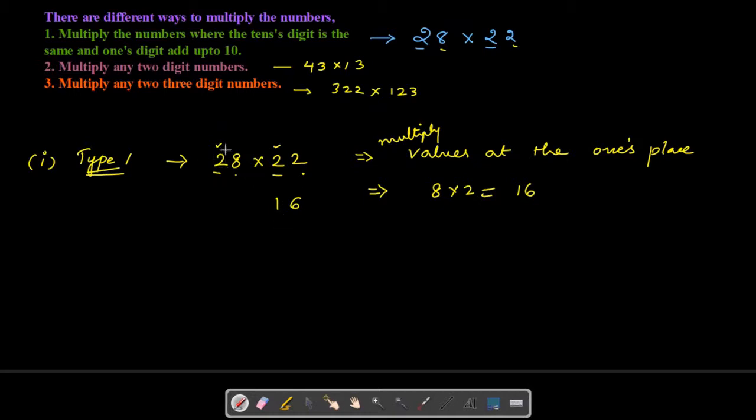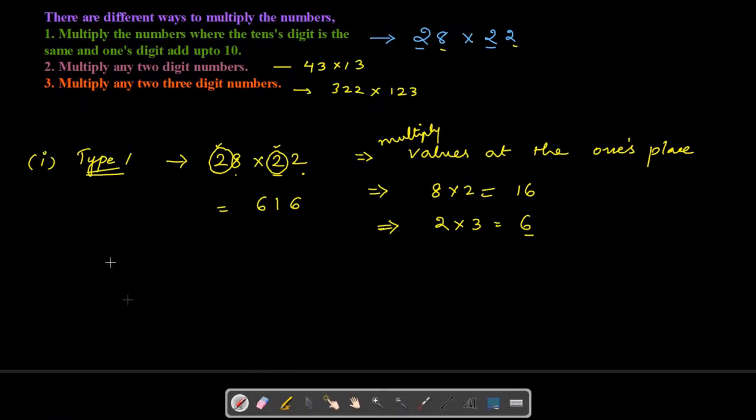Now, since the values at my tens place are the same, what I'll be doing is multiplying 2 with the next number after 2. What is the next number after 2? It would be 3, right? So I'll be multiplying 2 times 3, which is nothing but 6, and I'll simply write the 6 over here. So what would be my answer? 28 times 22 is equal to 616.